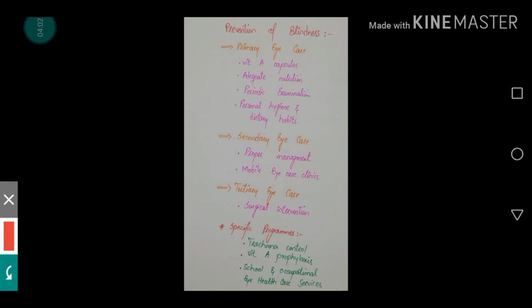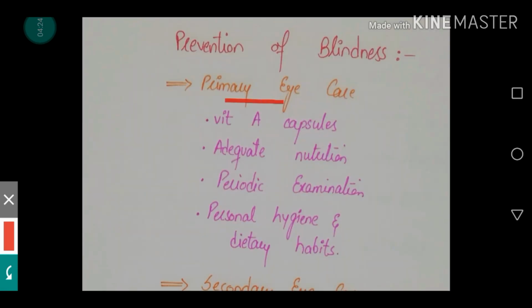Now, further talking about prevention of blindness, it is again divided into primary eye care, secondary eye care, tertiary eye care, and certain specific programs. So let us go into detail of primary eye care first. Primary eye care includes vitamin A capsules being given to people, adequate nutrition, specifically those foods which improve eyesight, which include carrots, apples, and various other foods. And then periodic examination of the eyes, and personal hygiene and dietary habits should be emphasized.